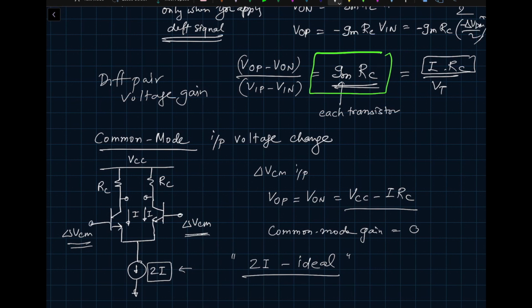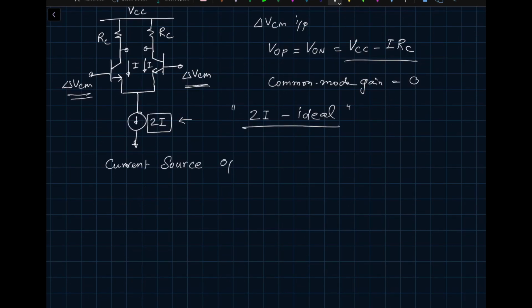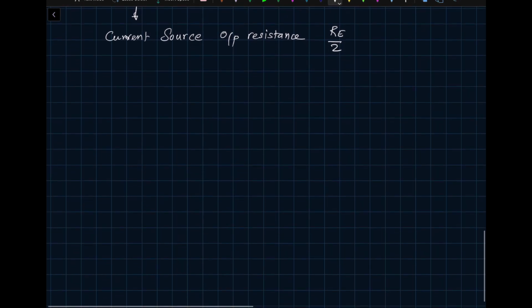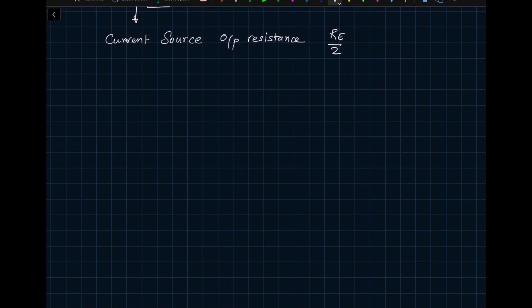Let's imagine a current source with output resistance; we will do the same analysis with it. I'm going to intentionally make it RE divided by 2, and you'll know why I'm choosing RE divided by 2. Okay, not RE. I'm going to redraw the schematic again, and I would appreciate it if you could redraw it too. So this is our VCC. Let's use some color.